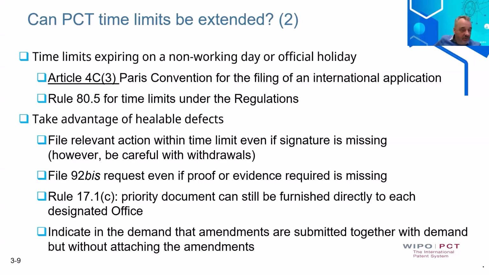But if you miss these time limits under Rule 17, there's also a safeguard in 17.1c, which says even if you haven't filed it in time with the International Bureau or with the receiving office, you still have an opportunity to furnish the priority documents to the designated offices. Whether that's really an extension of time, it actually means a lot more work because you have to file potentially the original priority document to each and every designated office where you enter into the national phase. So I'll leave that up to your own debate, whether that's an extension of a PCT time limit or not.